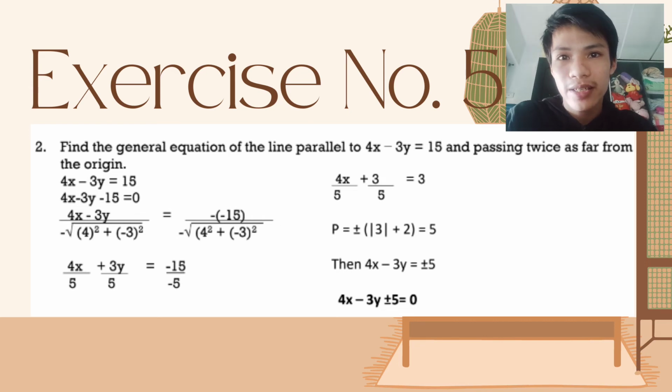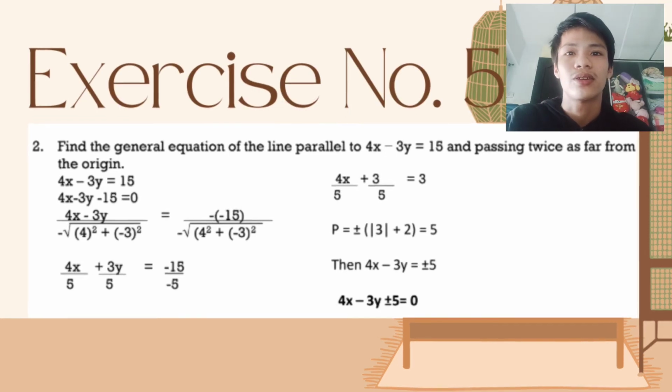So, (4x − 3y) over 5 is equal to 3. So, P is equal to plus or minus the quantity of absolute 3 times 2, which is equal to 5. And then, 4x minus 3y is equal to plus or minus 5. So, the answer is 4x minus 3y plus or minus 5 is equal to 0.